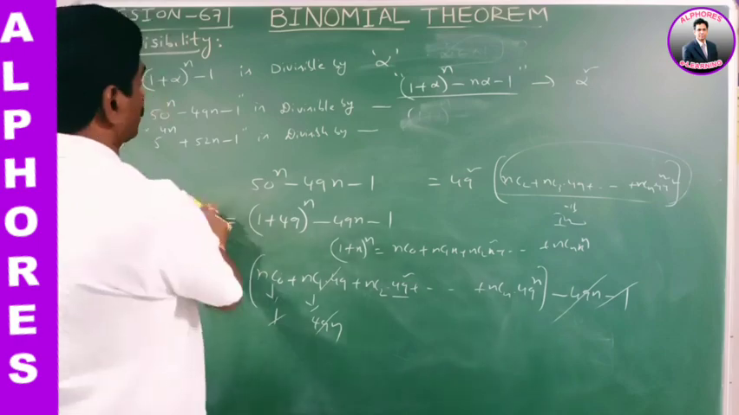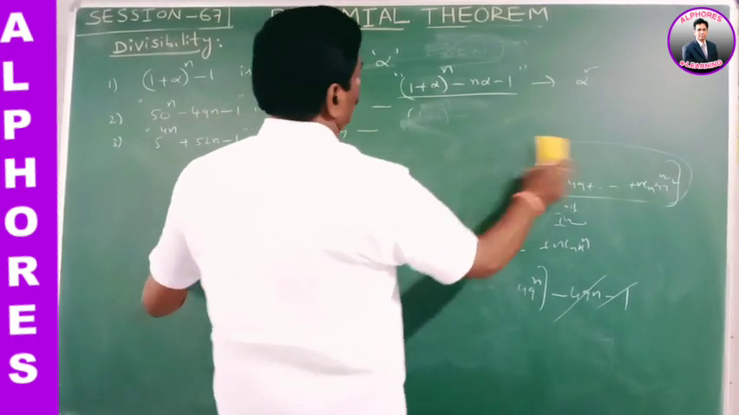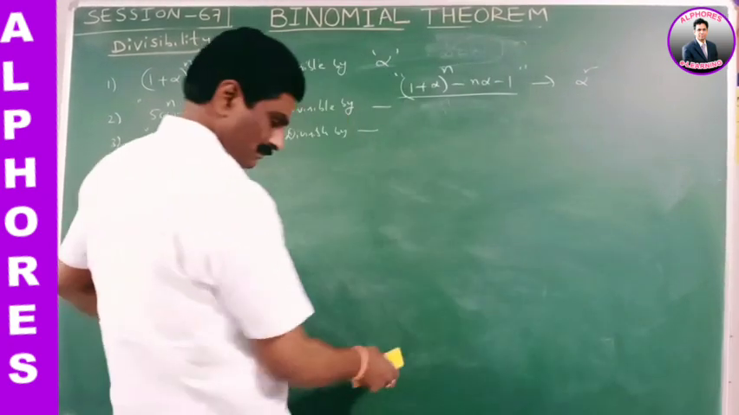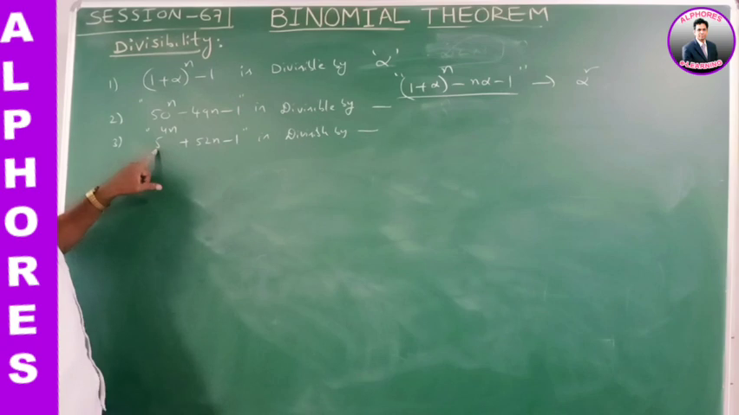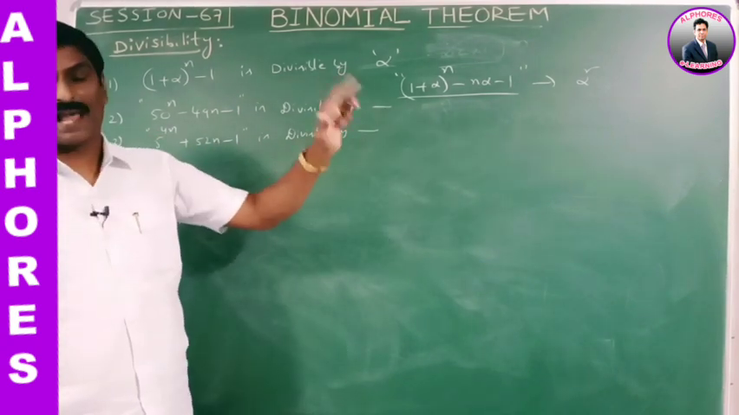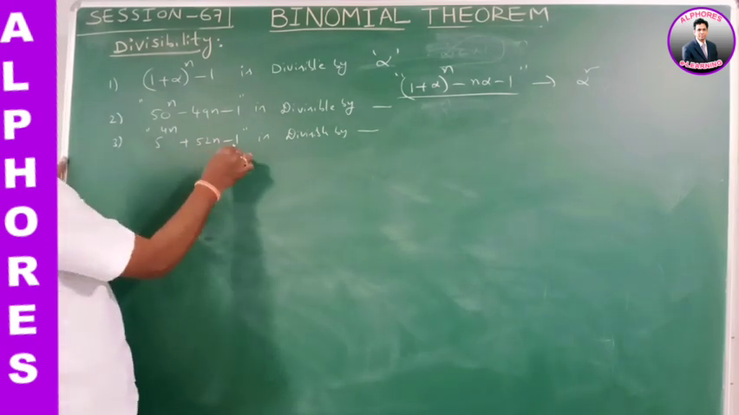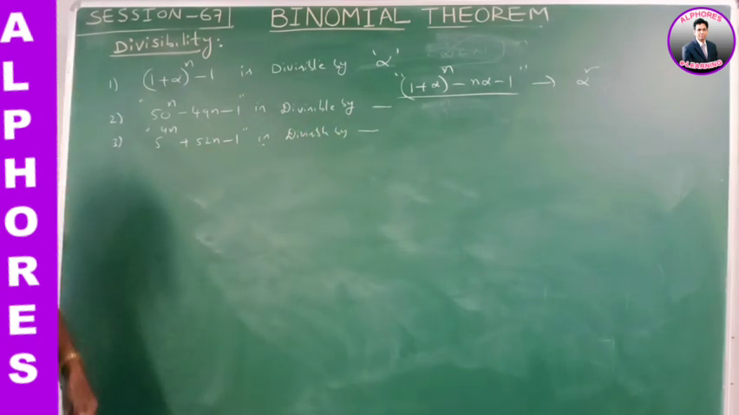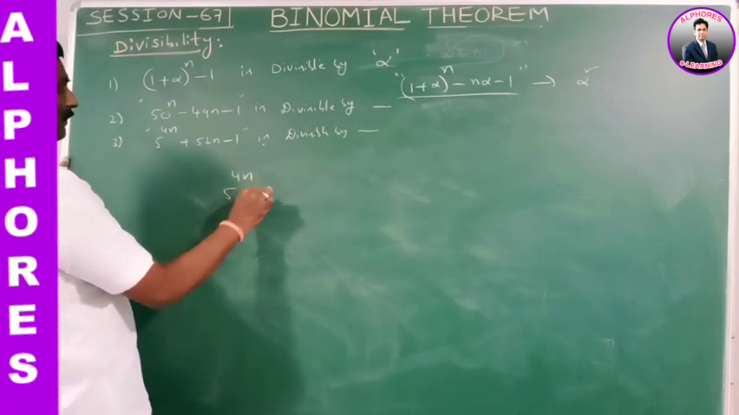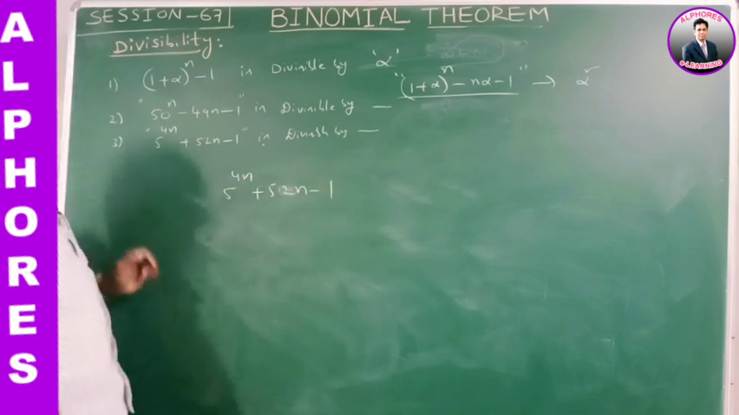Next, the third one. 5^(4n) + 52n - 1 is divisible by what? 5^(4n) + 52n - 1. This value is divisible by what?